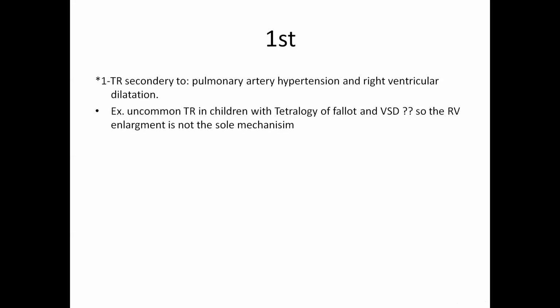But even though, tricuspid regurgitation is uncommon in children with tetralogy of Fallot, where the overriding of the aorta and the RV enlargement is not the sole mechanism of this disease, and it's not associated with tricuspid regurgitation. So we can depend on this theory for the first scenario, but still we have others.